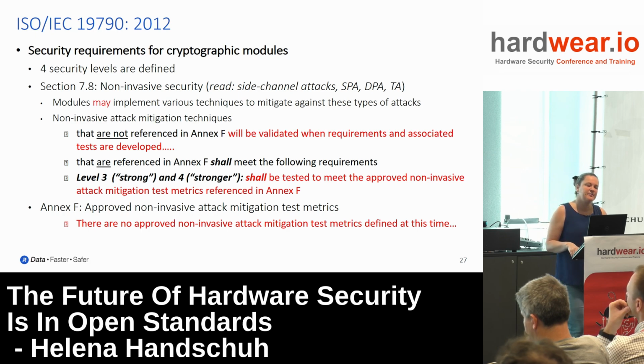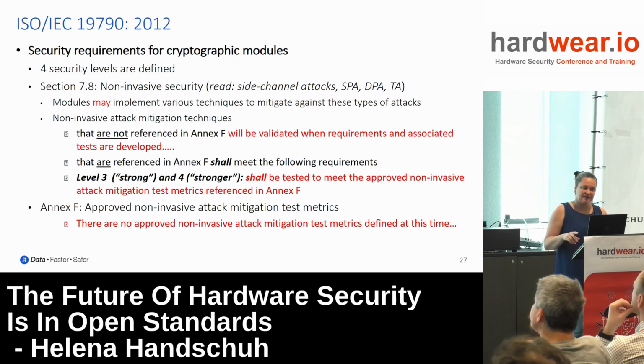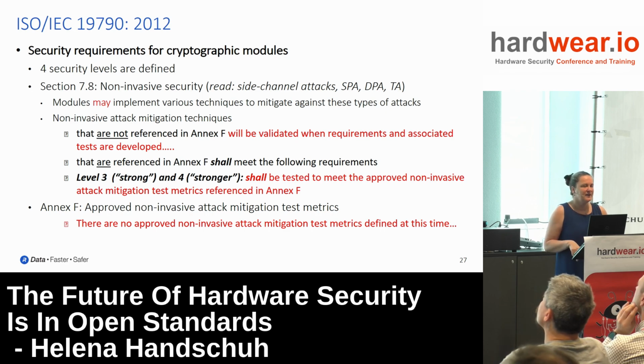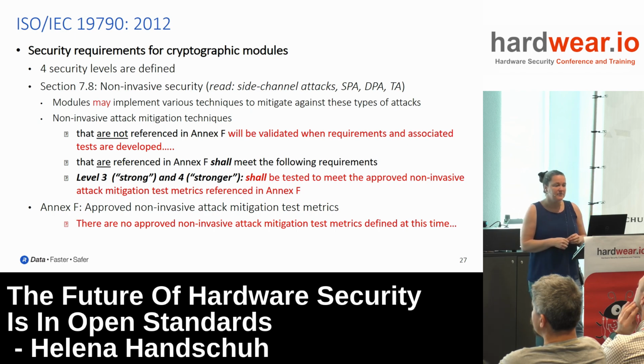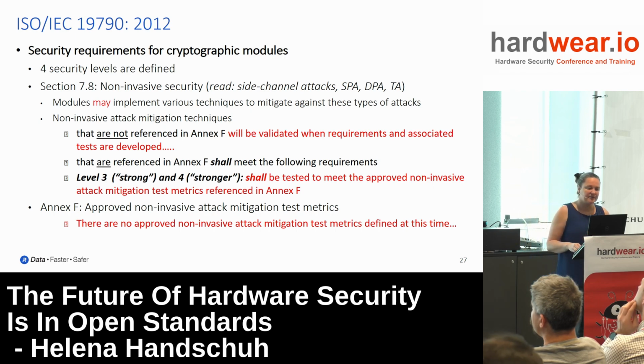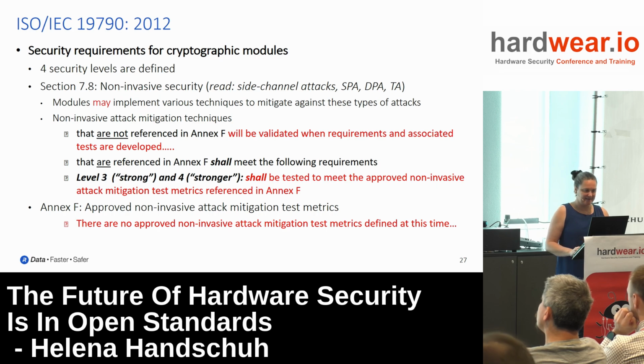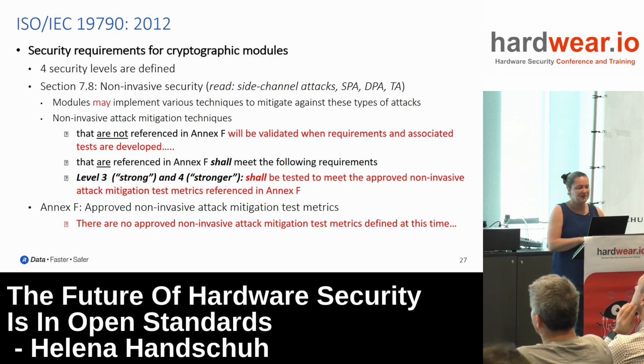So the first one, ISO 19790, 2012. I don't believe it has been reviewed again this year, but I don't believe the text has changed much. So it has the following content. It is about security requirements for cryptographic modules, and it defines 4 security levels. In one section, it talks about non-invasive security, so we're getting closer to side channel. So this is SPA, DPA, timing attacks, and all of these things. And it specifies that modules may implement various techniques to mitigate against these attacks.